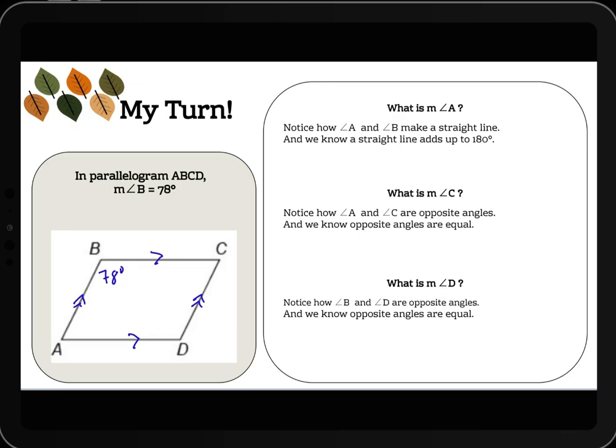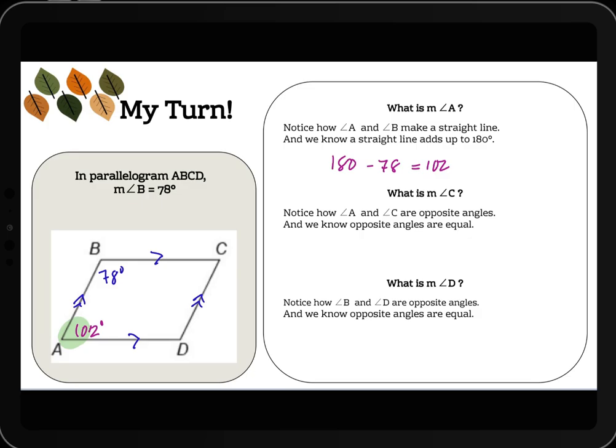For example, I know that this angle right here is the supplement to 78. That means that the angle at angle A has to be the same exact measure. That would be the difference between 180 and 78, which is 102. Why is that? Well, because that particular angle has to be supplementary to it. They both have to have a sum of 180, so the other angle has to be 102.